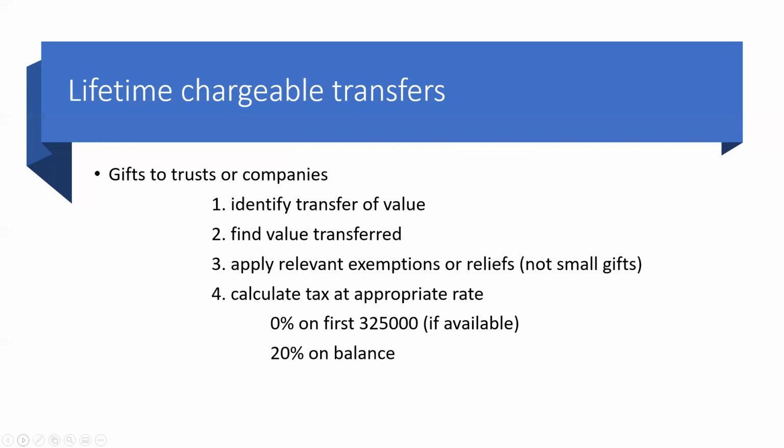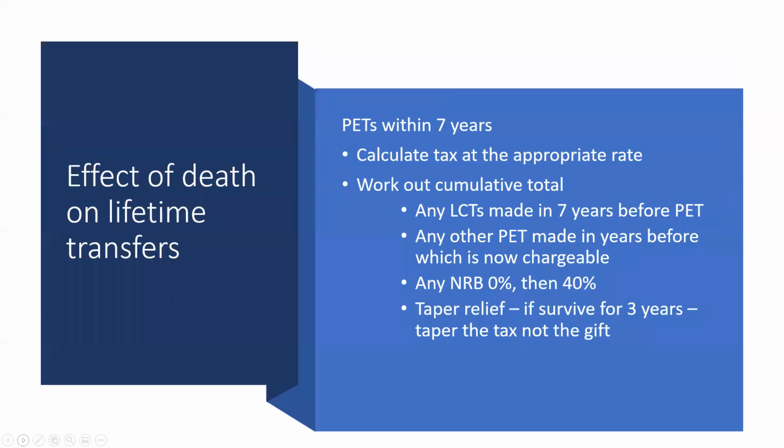Okay, now that's how those operate when they're actually made. But then when somebody dies, you've got to go back to look at what happened to see whether or not you have to now make any extra payments of tax in relation to any PETs which were made within 7 years of death, or any lifetime chargeable transfers that were made within 7 years of death. So what you have to do there is consider what happened within the previous 7 years.